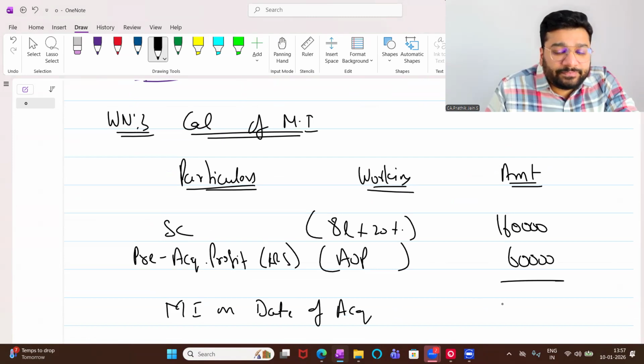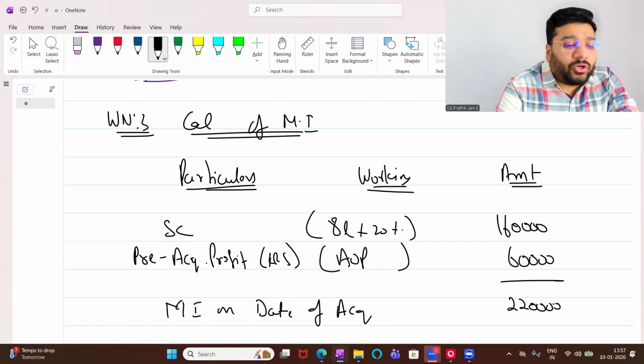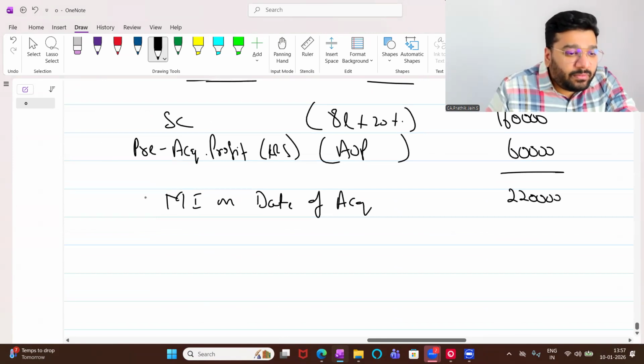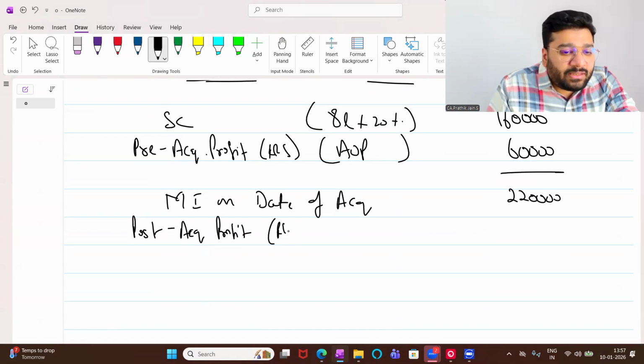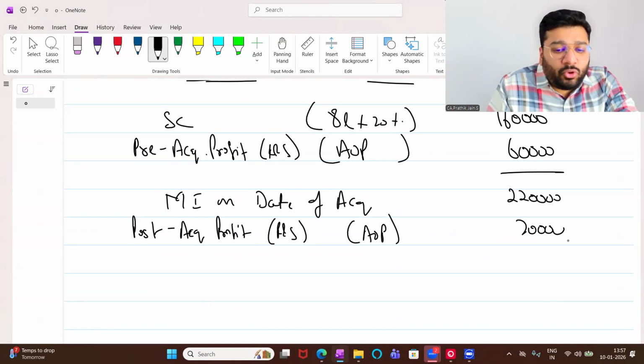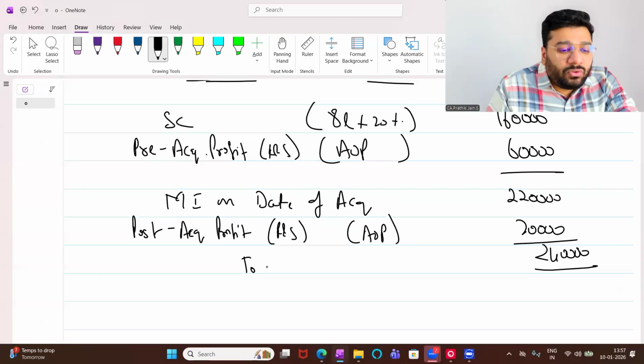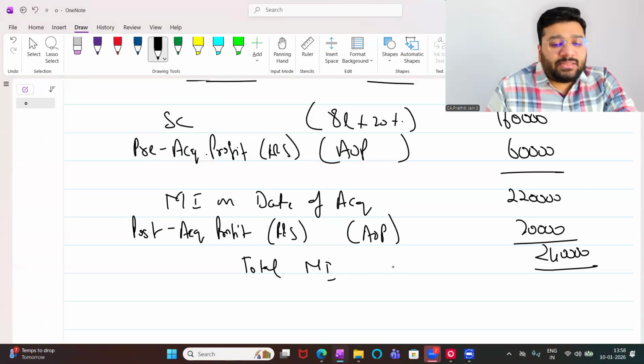How much is it? 2,20,000. With that, what should I add? Post acquisition profit, reserve and surplus. This is also given in AOP. How much is it? 20,000. Very good. Total is 2,40,000 rupees. Total minority interest is 240, which is equal to 20% value.